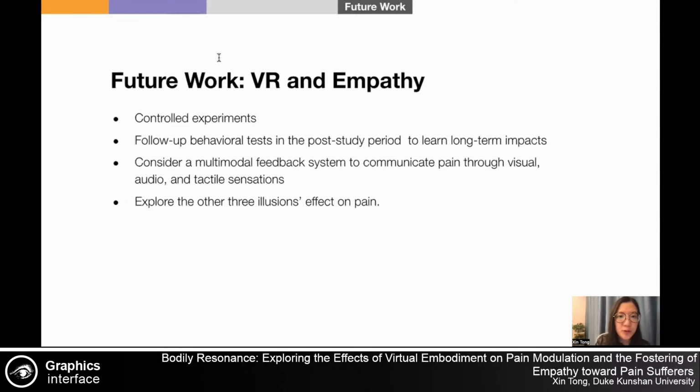For the VR and empathy trajectory, a controlled study with a control condition, such as watching a video or reading a story, and follow-up behavioral tests should be arranged. Besides visual, motor, and audio, tactile sensations can also be further explored.